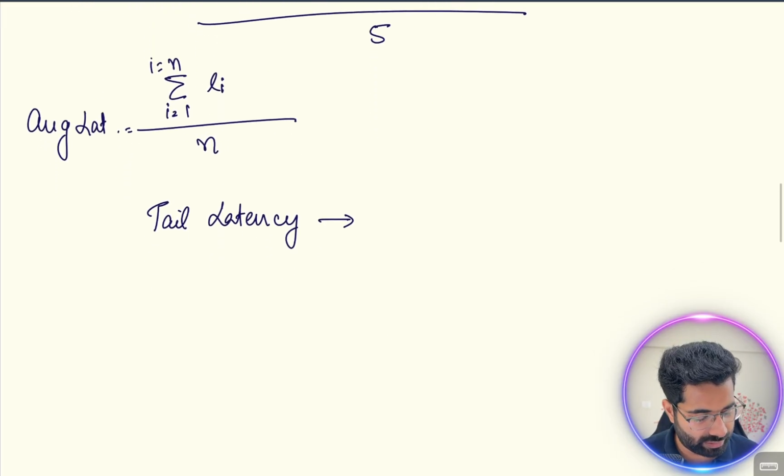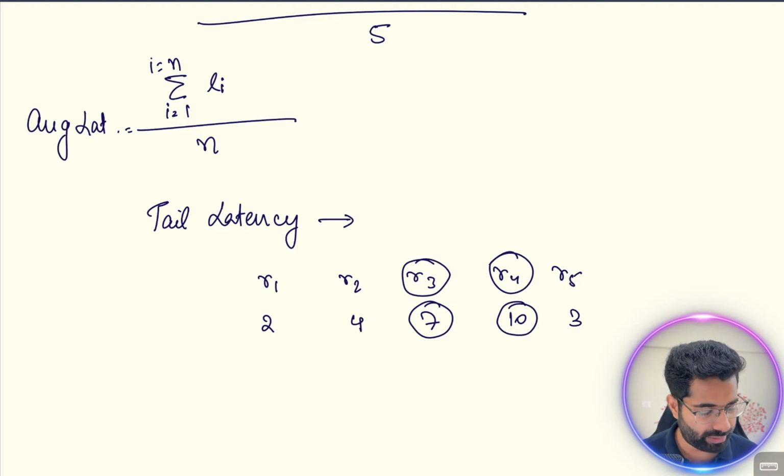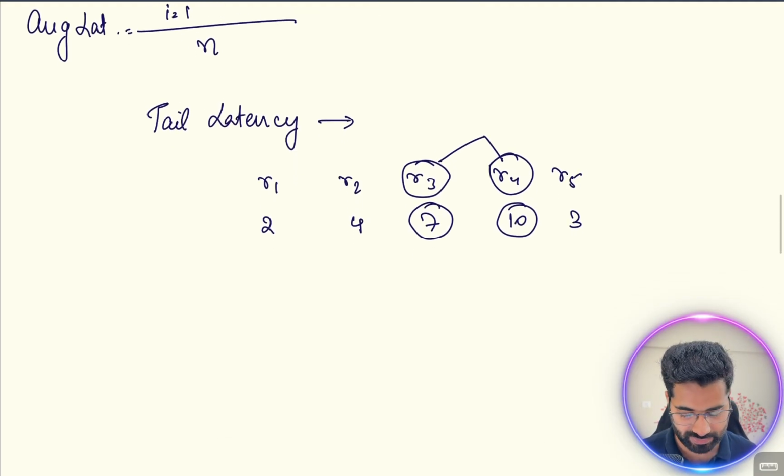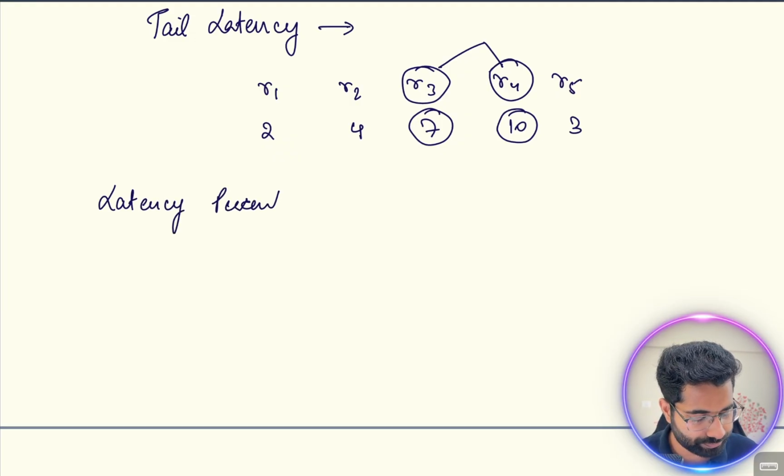Let's say we have 5 requests, R1, R2, R3, R4 and R5, and the latencies are 2, 4, 7, 10, 3. The two biggest latencies, that is 7 and 10, which are requests R3 and R4, would be the ones determining the tail latencies, because these are the outliers of the system. Now you would also hear about the term latency percentile, tail latency percentile. What are those?